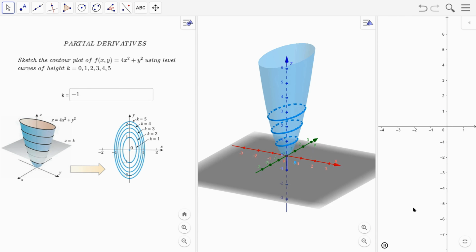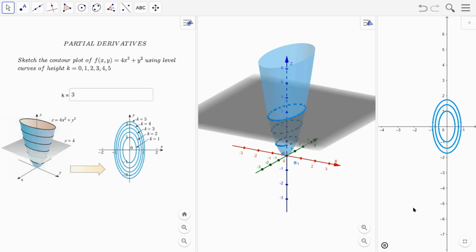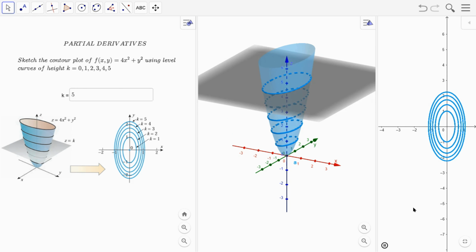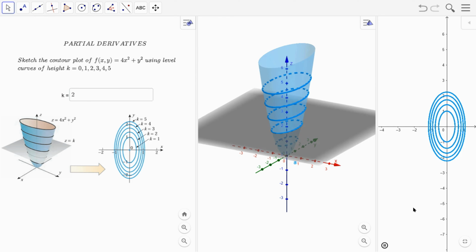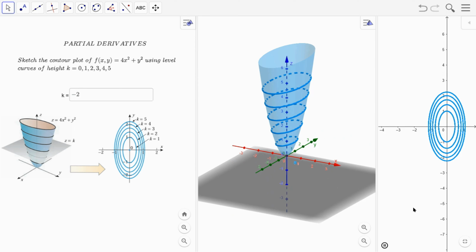So, to recap, a contour plot is a collection of level curves for a function. It's an essential tool for anyone working in mathematics, engineering, or data science to visualize complex, multidimensional relationships.